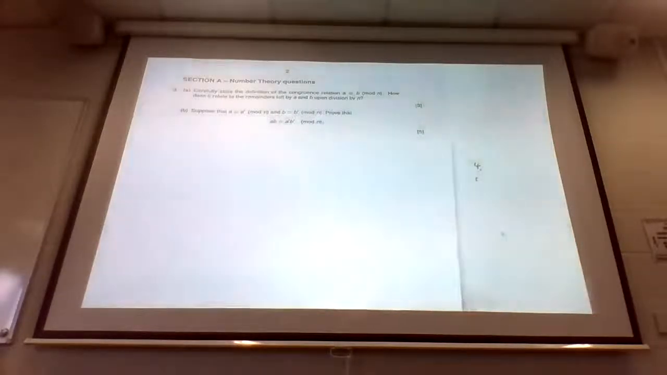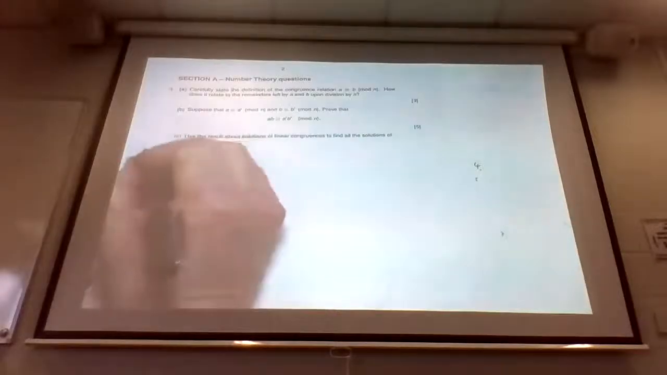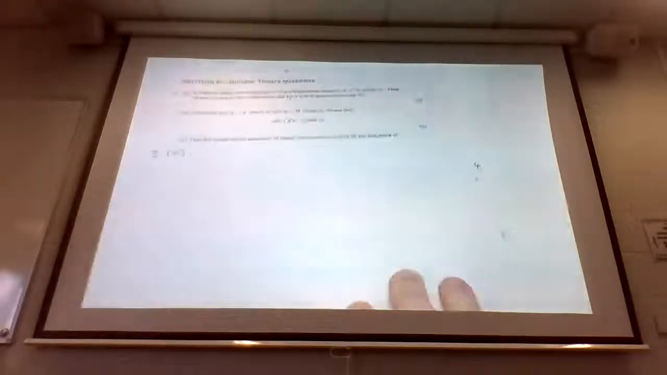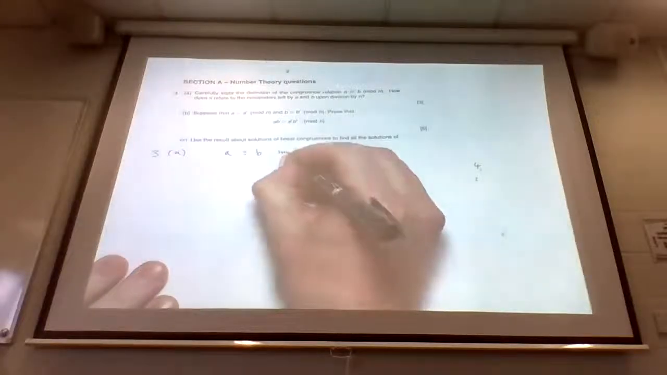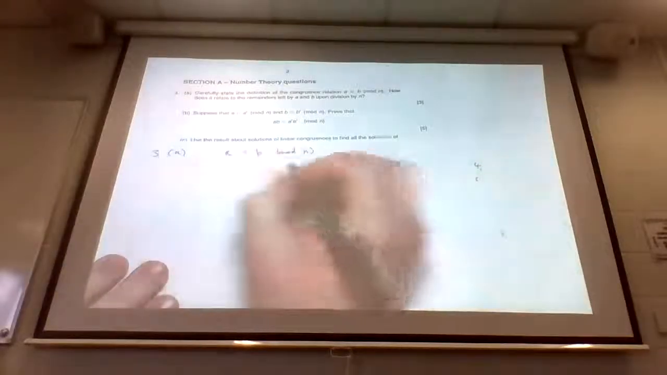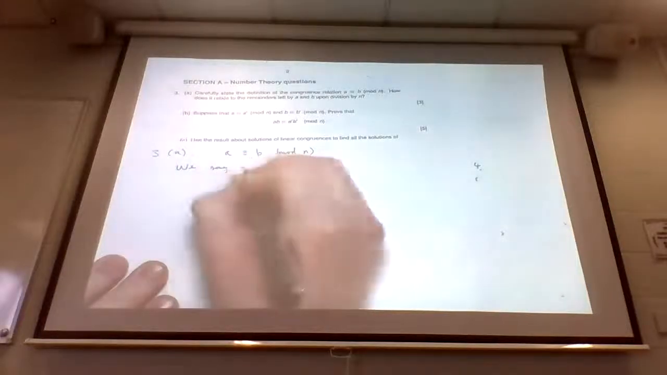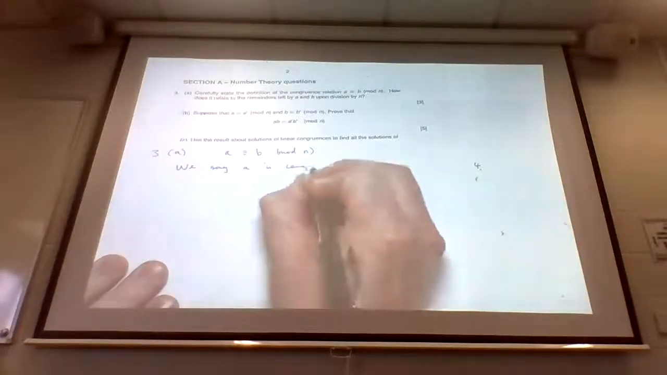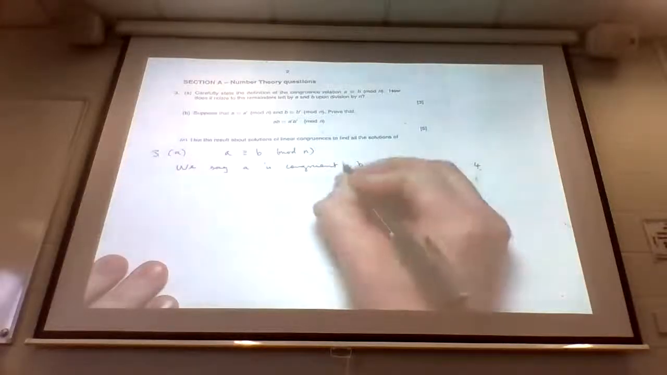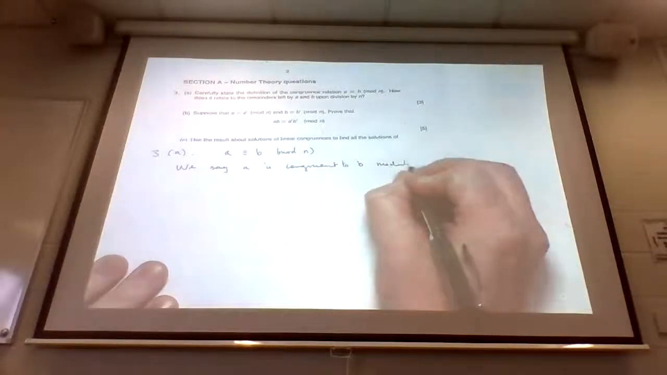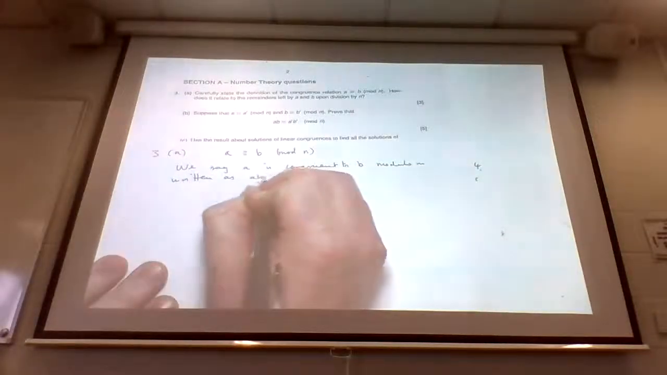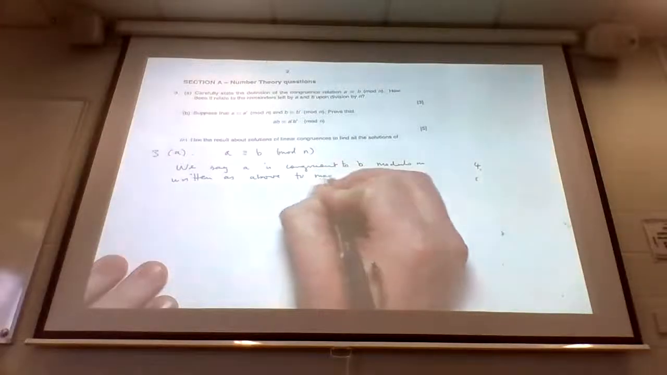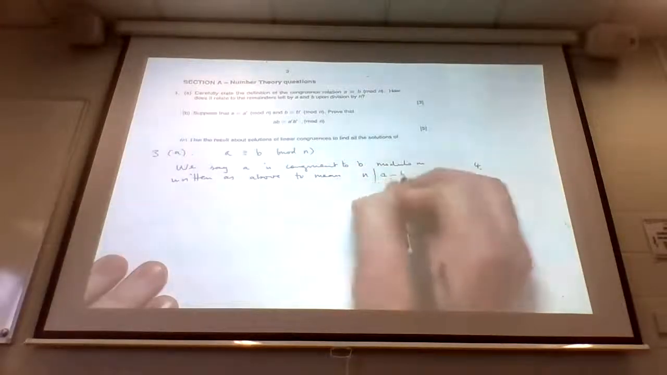Okay, so we have the definition which we gave last time for the congruence relation. So very quickly, just to review, a is congruent to b modulo n. Written as above, to mean that n divides the integer a minus b.